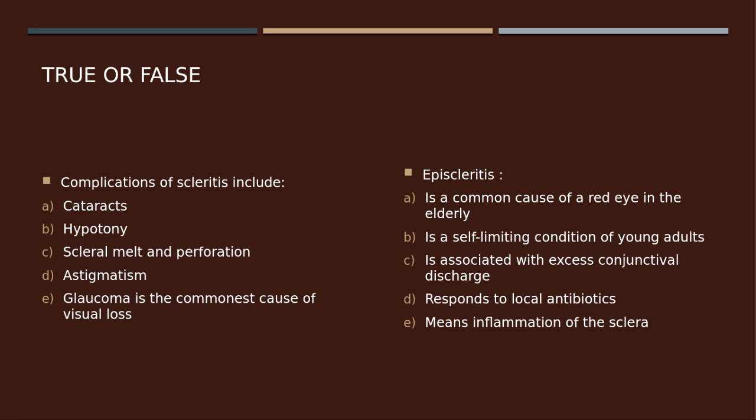True or false? Complications of scleritis include cataract. Can you get a cataract with a scleritis? Anybody? No, nobody knows. False. Usually, if you get a cataract with scleritis, it wouldn't necessarily be due to the scleritis itself. Usually it's a complication of treating them with steroids, as opposed to a complication of the scleritis itself. So I would put false.